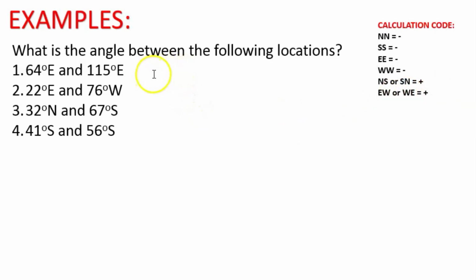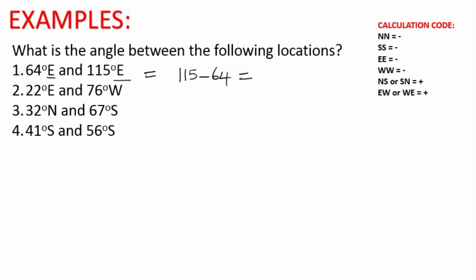Now, for example, in this case, I can see east here, and this is east. So to find the angle between these two locations, because they are the same, east east, what I'm going to do is minus. So this one is going to be 115 minus 64 degrees. So that's what you are going to do. Because it is east east. Are you following me?